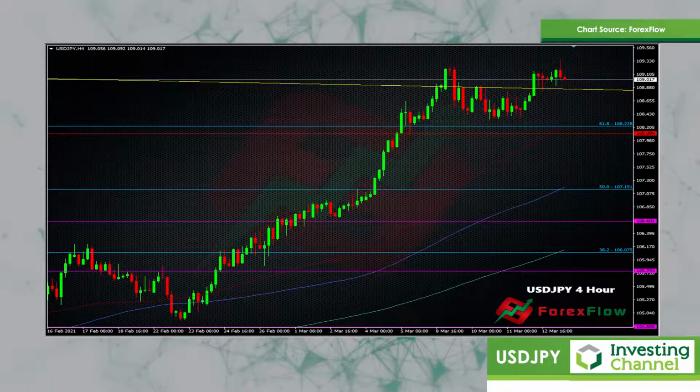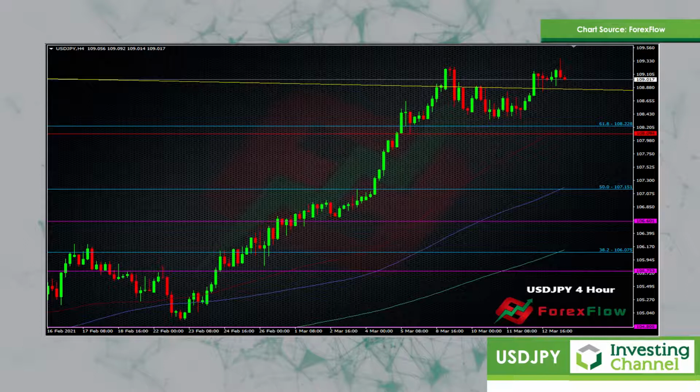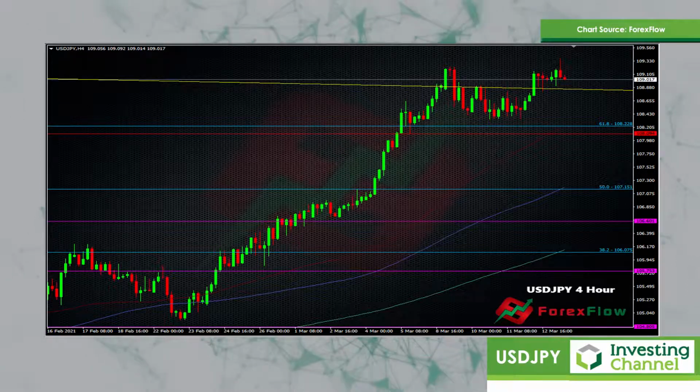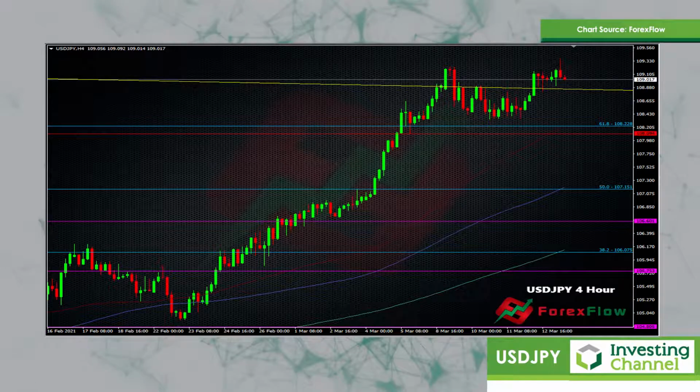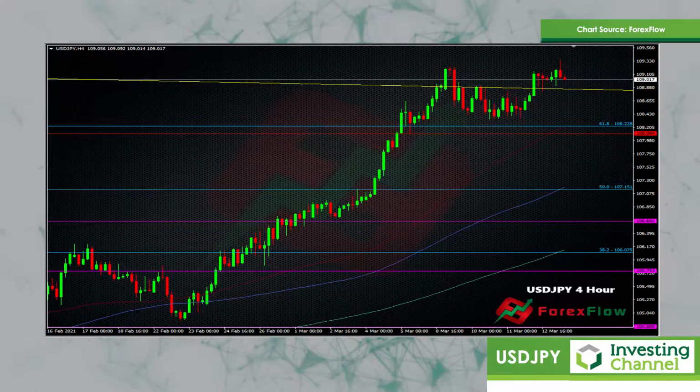If we get back below 109 and again below this trend line that you can see on the chart there, then perhaps that changes the picture slightly again in the short term. The key levels I'm seeing below here are 108.30 and then the 108 level. Back below there, and that could change the picture significantly.